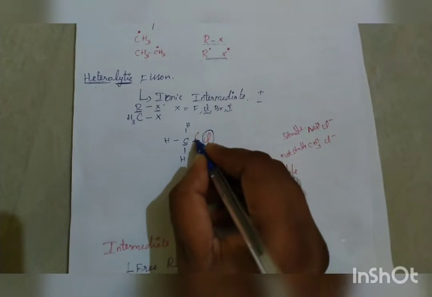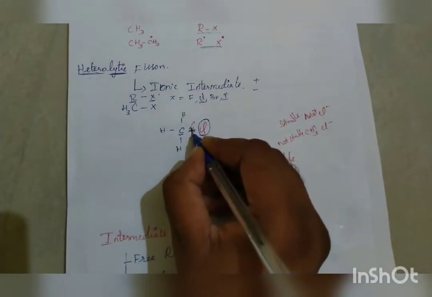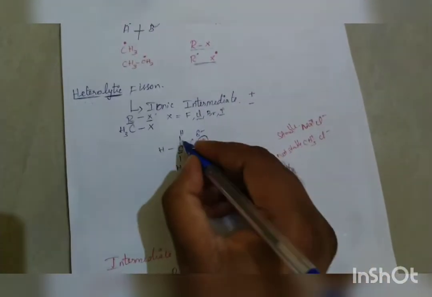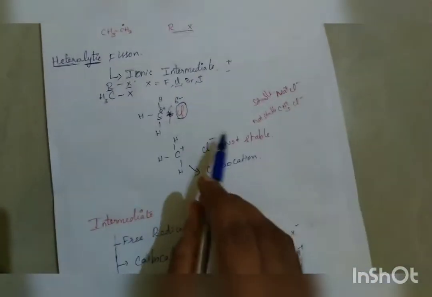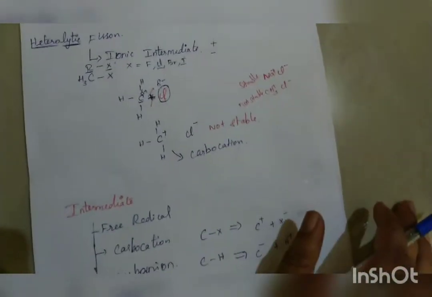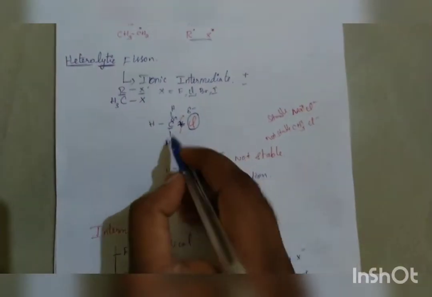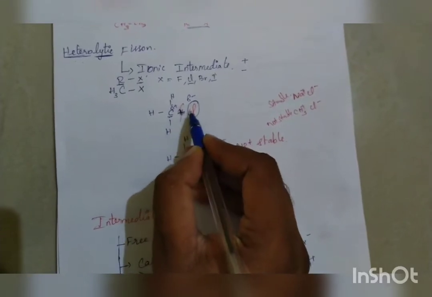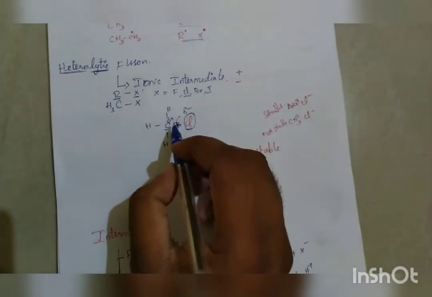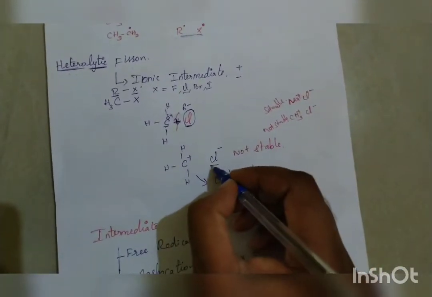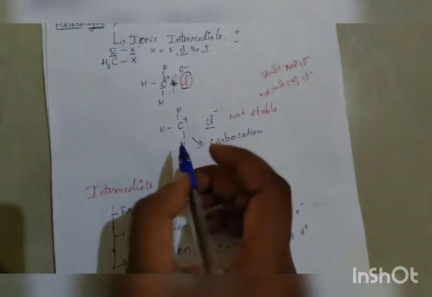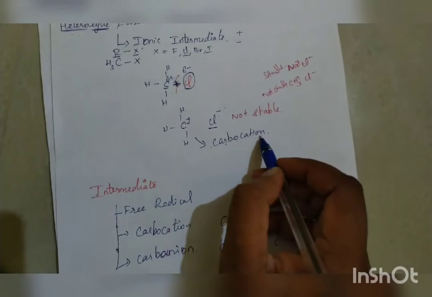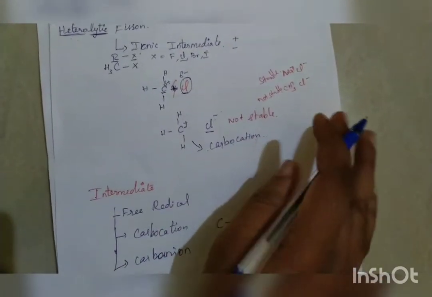Already we know the mutual sharing of electrons. That's why chlorine has the delta minus, and carbon has the delta plus. Now what happened? Here this chlorine attracts the shared pair of electrons towards itself. It takes the electron and goes as Cl minus, and the other part is positive. We call it a carbocation, and it is not stable.